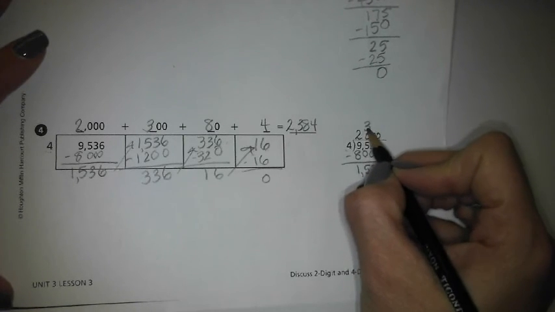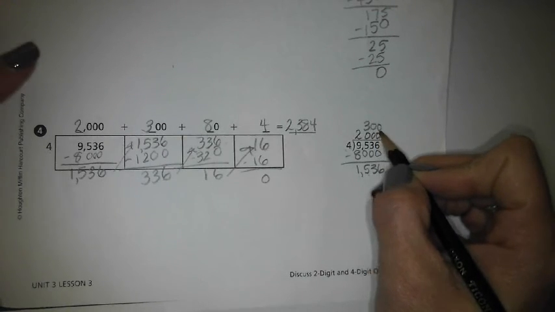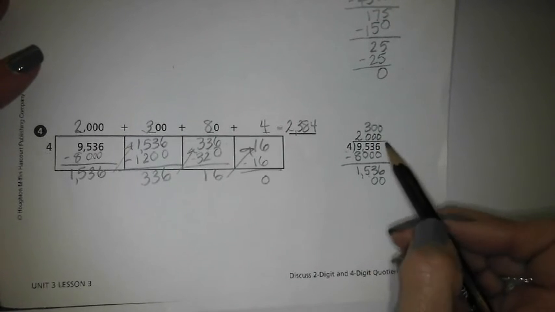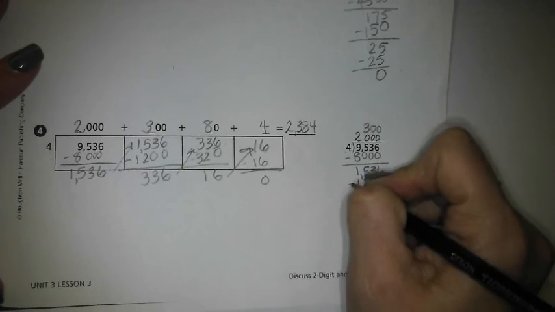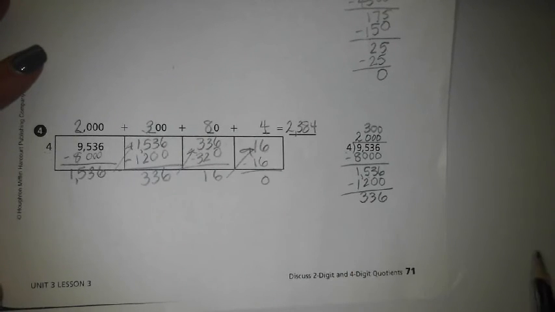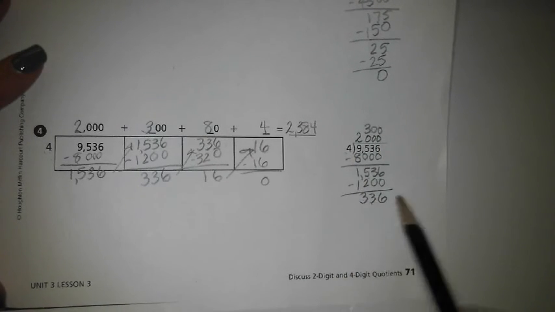Now I'm working in my hundreds place, so how many times can 4 go into 15? The answer is 3. I'm going to fill in my zeros for my placeholders. I'm going to drop those zeros to make it easier on myself multiplying. 3 times 4 is 12. I'm going to subtract. I'm left with 336.